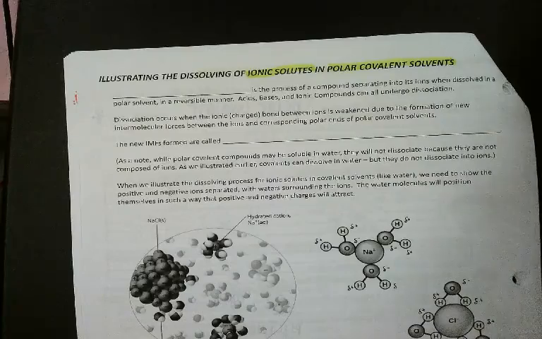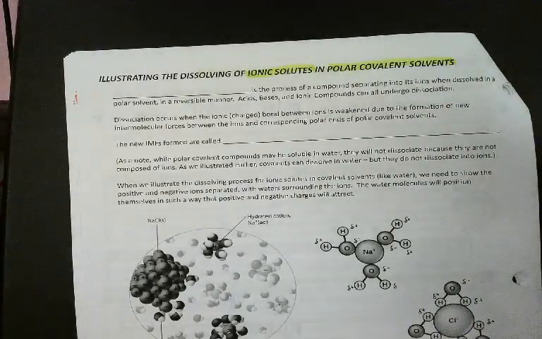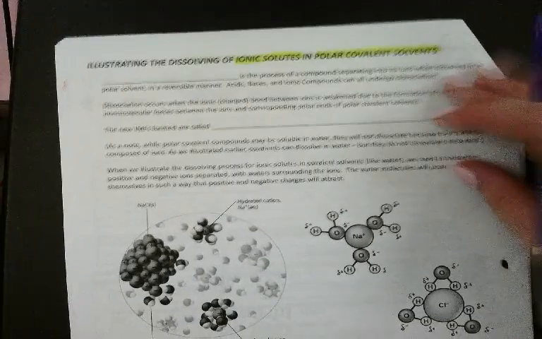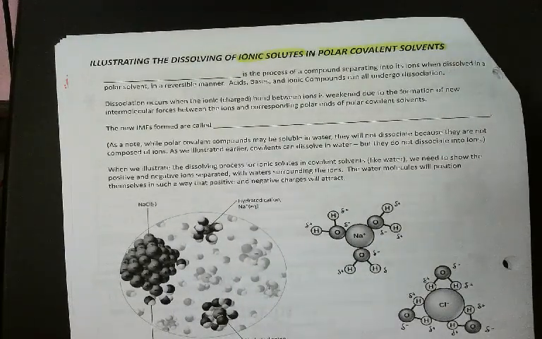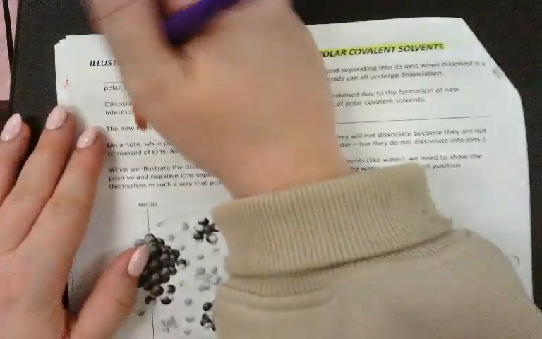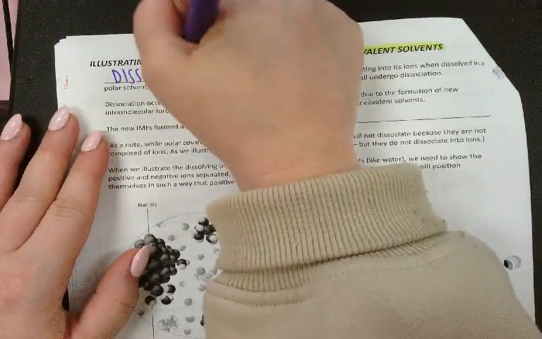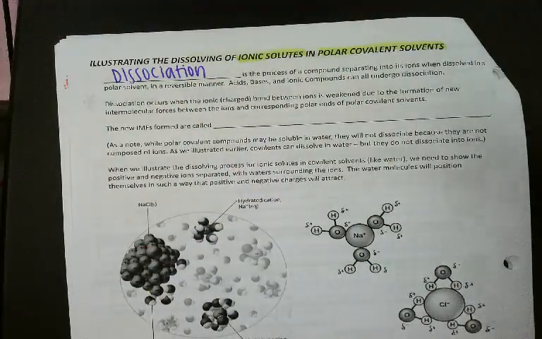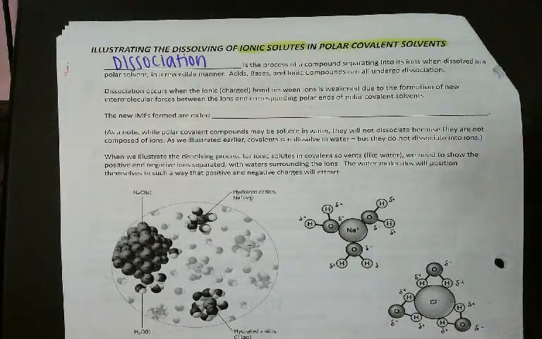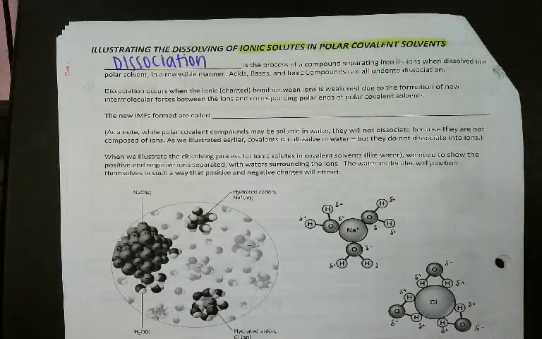Okay, so understanding this is a big thing. Dissolving, and this new word I'm about to talk to you about, dissociation. Let me write it down first. Dissolving and dissociation are very different, okay? So dissociation is the process of a compound separating into its ions when dissolved in a polar solvent in a reversible manner. Okay? Acids, bases, and ionic compounds can all undergo dissociation.